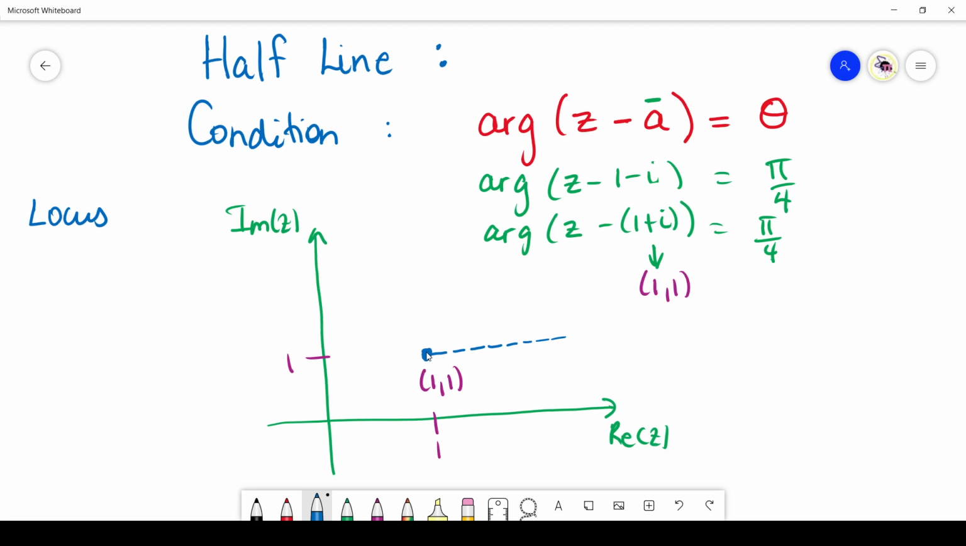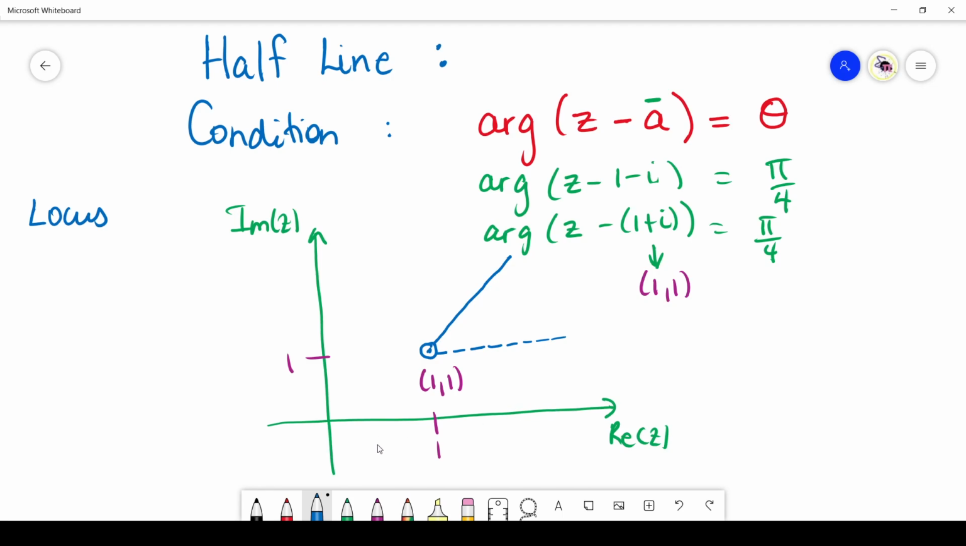Instead, we're just going to draw or continue our vector going all the way up from this point 1, 1. So the locus of this is actually just half a line. It starts at the point 1, 1, but it does not include it. So when you're drawing it, you actually have to draw it with an open circle, showing that the point 1, 1 is not included.